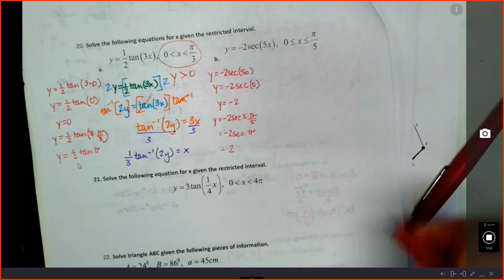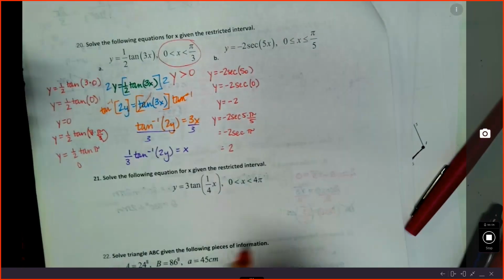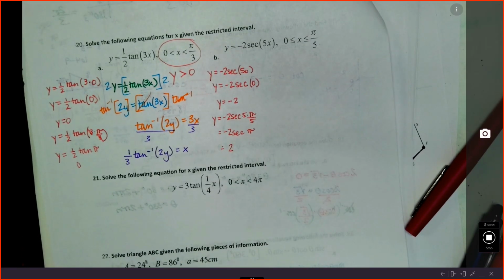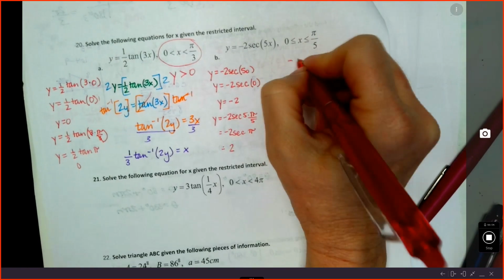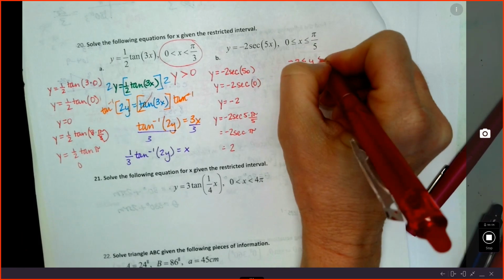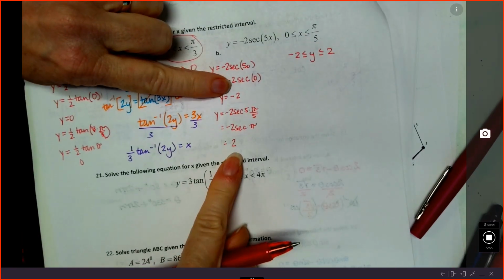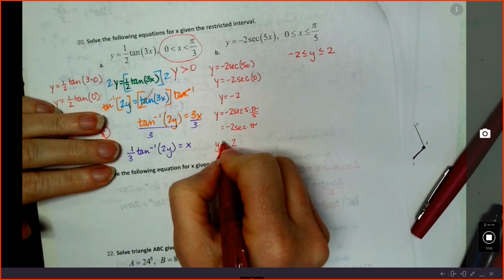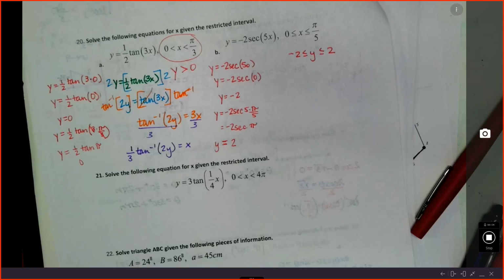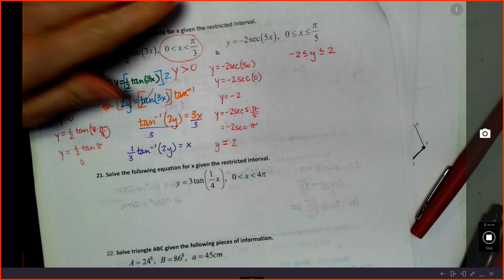So how do we put this in the calculator? You would put, what is secant? 1 over cosine. So you do 1 over cosine pi. So it's -2, because I got -2 and 2. Secant and cosine have the same sign. So don't flip the sign. You just flip the numbers, not the sign.